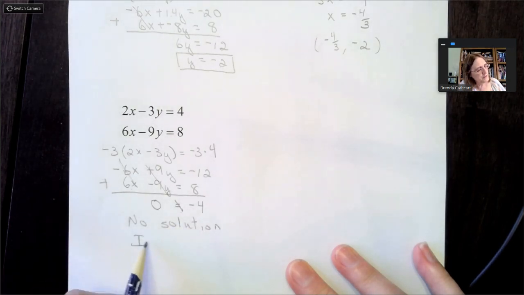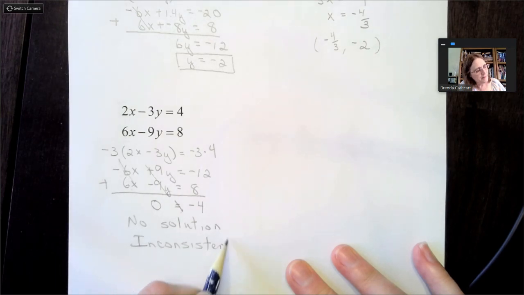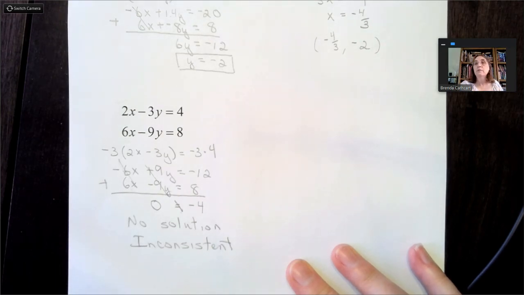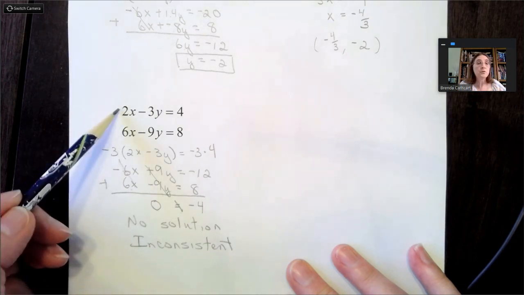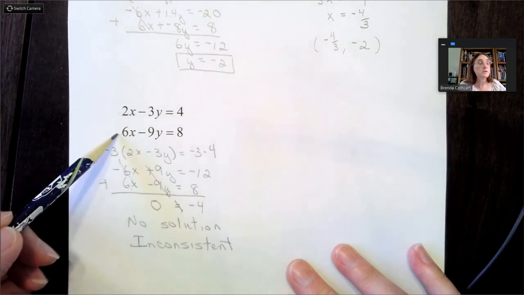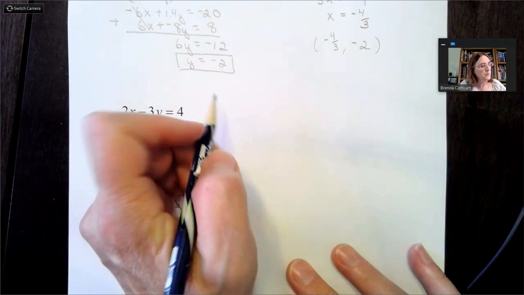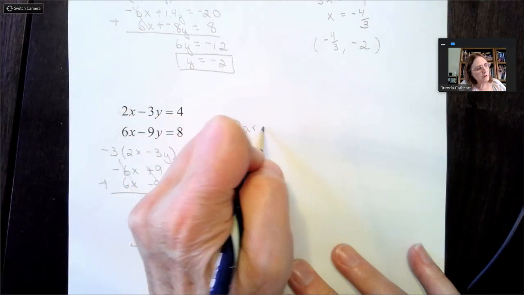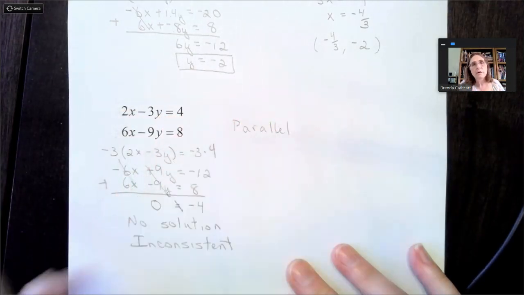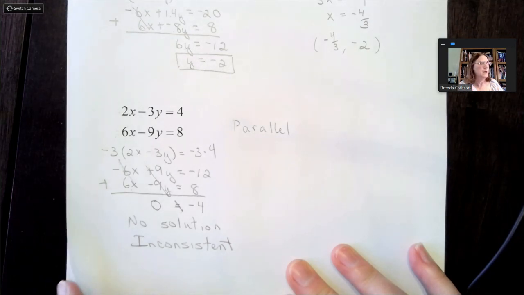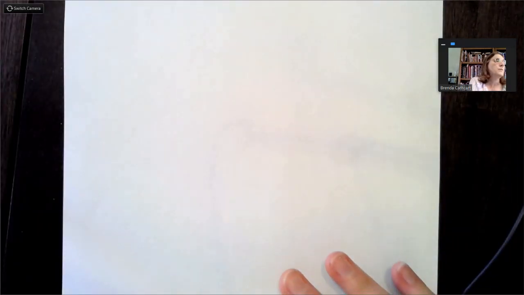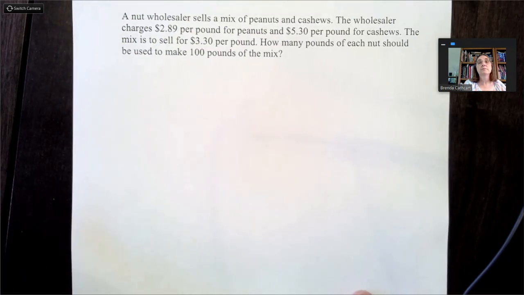The name of this system is called inconsistent. There's no point that they have in common. If we were to graph these two lines on a coordinate plane, we would find that these two lines would end up being parallel. Now let's look at a story problem involving solving a system of equations.